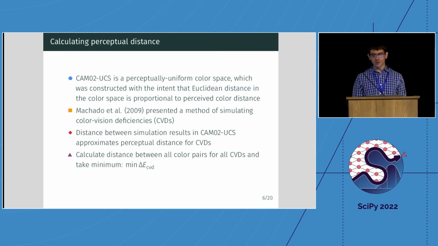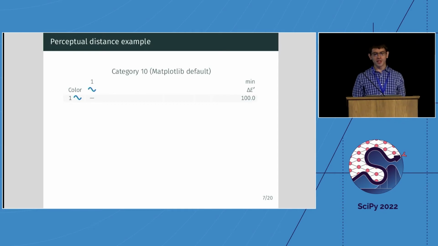Now, if we take this distance for all color pairs in the sequence, for all color vision deficiencies, we can define a metric for accessibility, min delta E CVD. I'll step through an example of this calculation for the category 10 default in Matplotlib, starting with typical color vision. We just plot one item in our plot. We'll use just one color, so there's nothing to confuse it with, so we have a perfect score of 100 to start with.